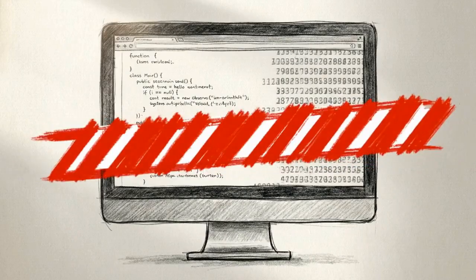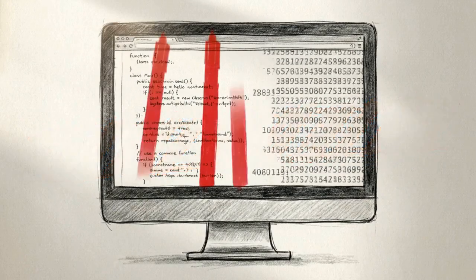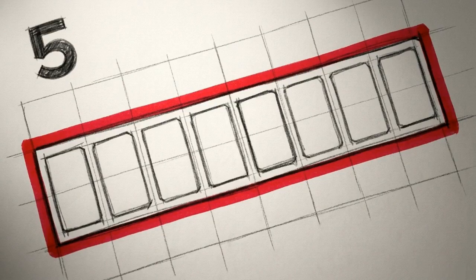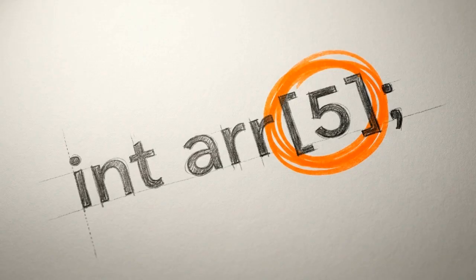Software crashes when rigid code meets unpredictable real-world data volumes. A static array is the most basic way to store multiple items in a program, but it requires the developer to strictly define its memory boundaries at compile time. You have to tell the computer exactly how many slots you need before the code even runs.